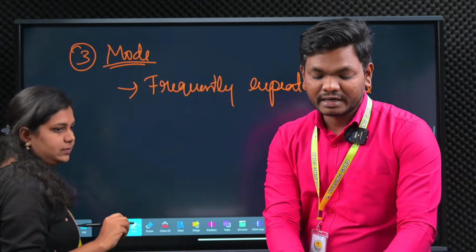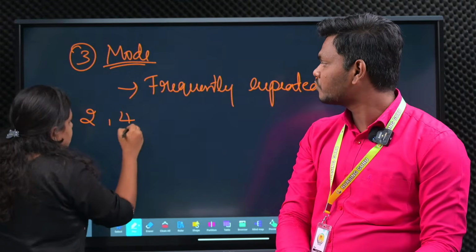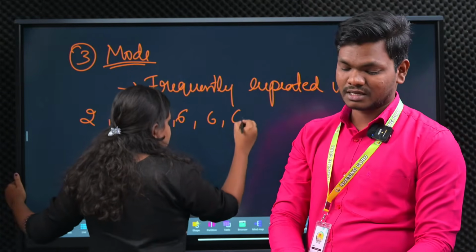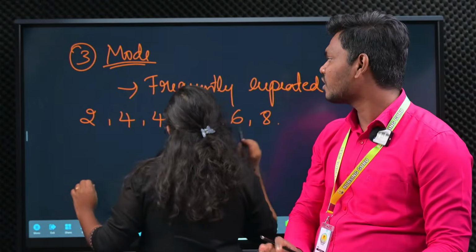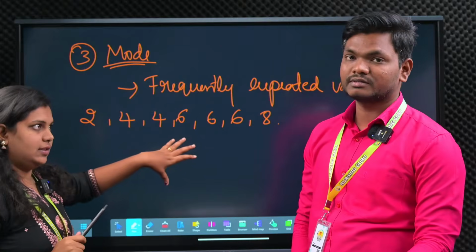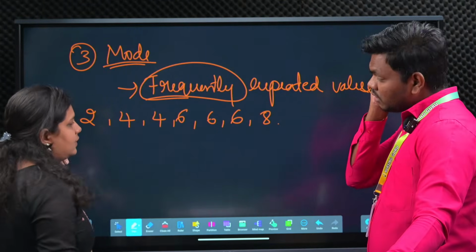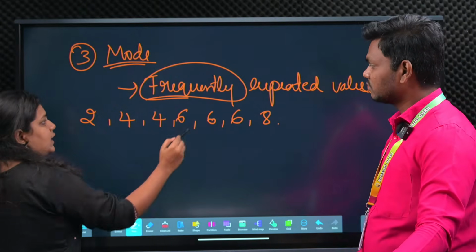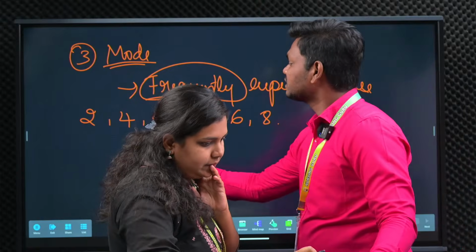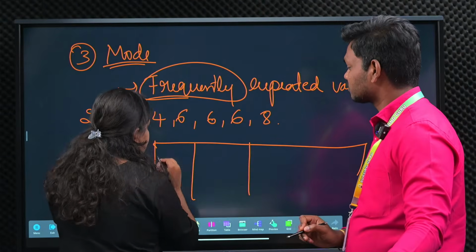Okay, so that is the thing. Example: find the mode in the following data: 2, 4, 4, 6, 6, 6, 8. Okay, so this is the data they have given. You have to find the mode. So what you will be doing? You will pick up the frequently repeated number. Okay, you can make it an even easier way. You can make columns, like this.